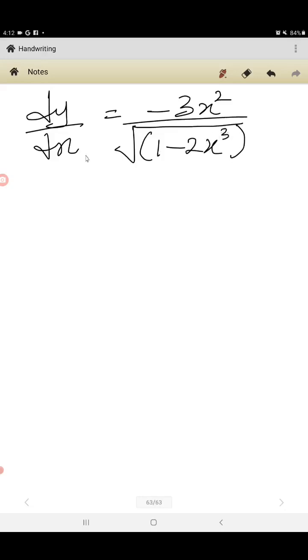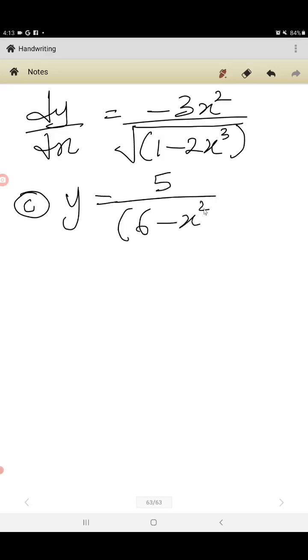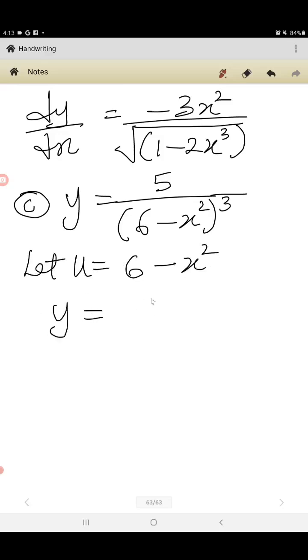So let's also solve another question, question C. It says if y is equal to 5 over (6 minus x squared) all raised to power 3. Now, if you study this question, you discover it comes in the form of a fraction, but with the help of indices, we are able to solve the problem. Let u represent 6 minus x squared. Let y represent 5 over u raised to power 3, which can be written as 5u to the minus 3.